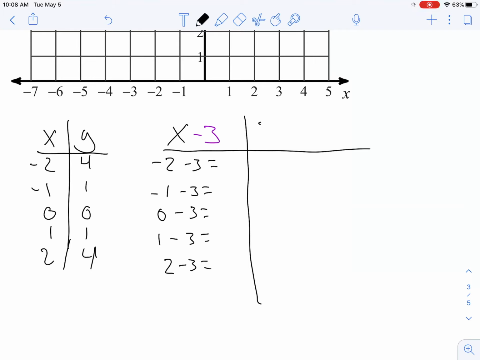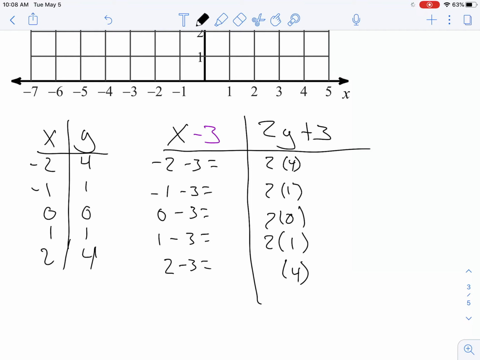So 2y +3. So my y values are going to be replaced with my y values from my parent table. 4, 1, 0, 1, and 4. And then all of these are being multiplied by 2. And they're being added by 3. So we're adding 3.